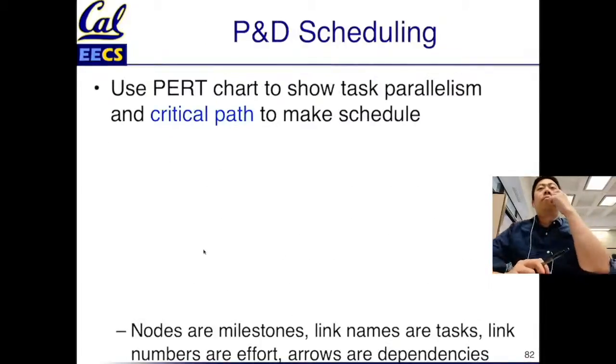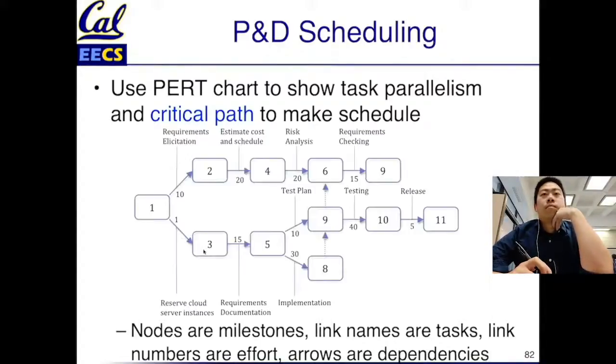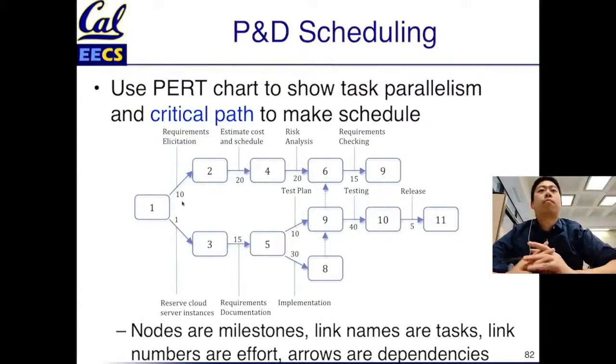What about scheduling? What you're trying to figure out is what tasks you can do in parallel. You may have heard of PERT charts, so let me show you what a PERT chart is. It was developed in the aerospace industry to figure out how long it would take to build a space shuttle. Each of these nodes is a milestone. These little rectangles, there are 11 milestones for the project. The names on these arcs say what's being done, so this is requirements elicitation. The little numbers on the arcs are how much effort it is, say person weeks, for example. And the arrowheads indicate dependencies.